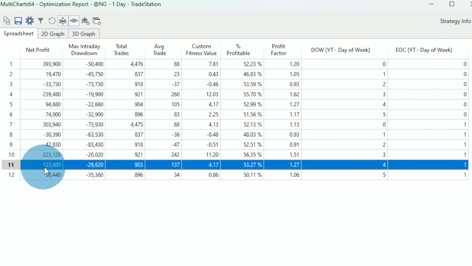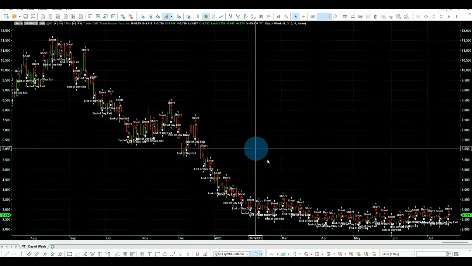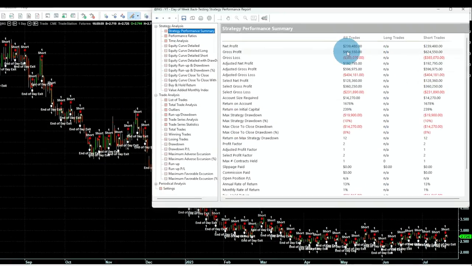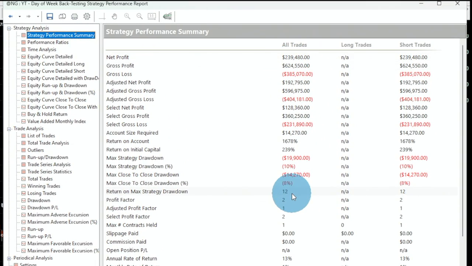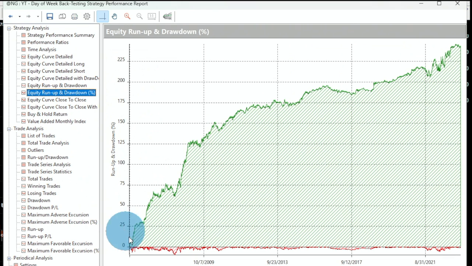And of course, we can see that in the profit. So this is 123,000 and this is 94,000. So let me double click. We will pick that. And now we are shorting every Thursday, exiting end of day. And this is what it looks like. Performance 239, 12 to 1 return to drawdown ratio, trade analysis. We have $260 average trade. That's very good. And if we look at the curve, it's beautiful.